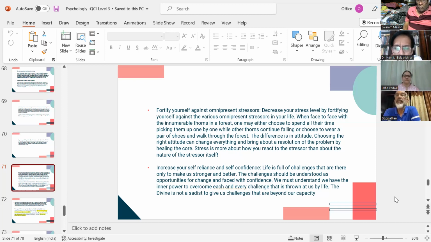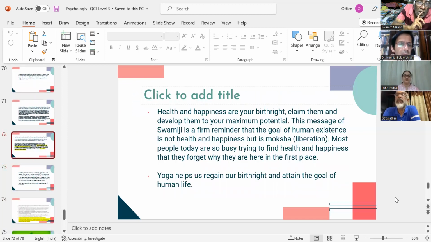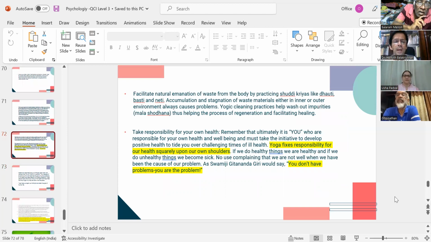Increase your self-reliance and self-confidence. Life is full of challenges that are there only to make us stronger and better. The challenges should be understood as opportunities for change and faced with confidence. We must have the inner power to overcome each and every challenge that is thrown at us by life. The divine is not a sadist to give us challenges that are beyond our capacity. So the divine has decided that it will be giving us the ability also to handle the situation.